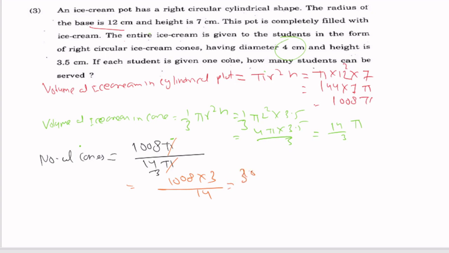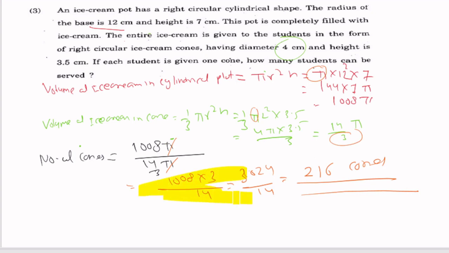So 3024 divided by 14. Let's divide 3024. 14 2s are 28, and 14 6s are 84, so we get 216 cones. So we have a total of 216 cones. It became so simple because we have not used pi throughout the equation. We have not divided either, so there is no decimal place. That is helpful, and that's the reason you have to be smart. You have to do smart work in terms of calculation.